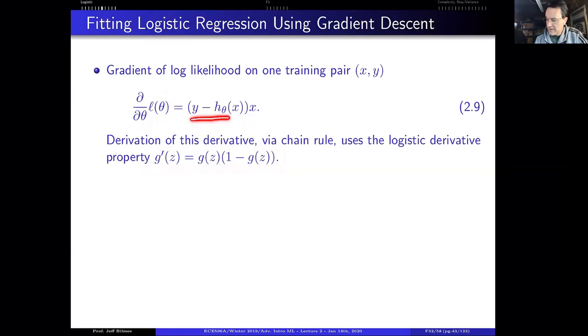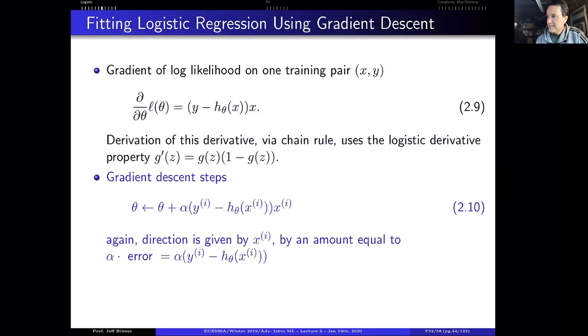It's something which looks like an error: this is what we're supposed to predict, and this is what we are predicting. We subtract what we're supposed to predict from what we are predicting, which is kind of like an error, a signed error, right? It's positive or negative, and then we multiply that times x, and x is the input vector.